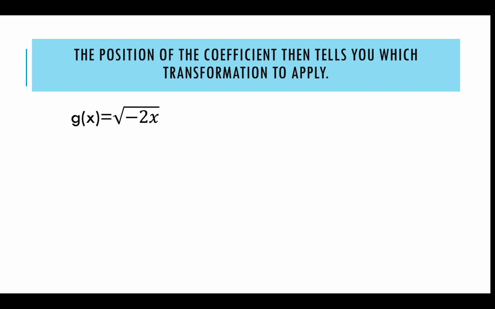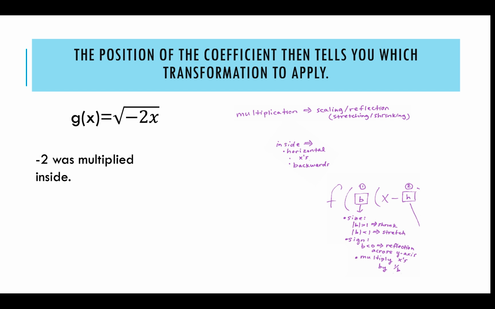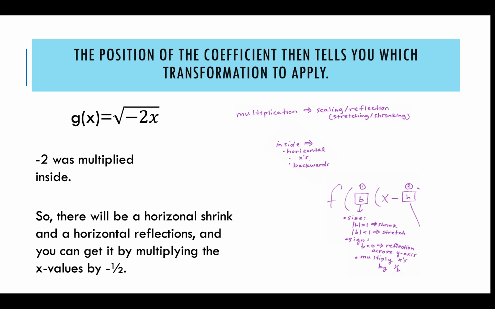I added 2 more in here, so g of x equals square root of negative 2x. I wanted to have a couple of negative numbers in here. So we still have it's multiplied inside. We still know all of this, positive 2. But notice that in addition to the absolute value of negative 2 being bigger than 1, which tells us there's a shrink, it's also negative, so we know there's going to be a reflection. So we're going to have a horizontal reflection, and we can get that by multiplying the x values by 1 over b, which in this case is 1 over negative 2. Looks like I have a little typo there.